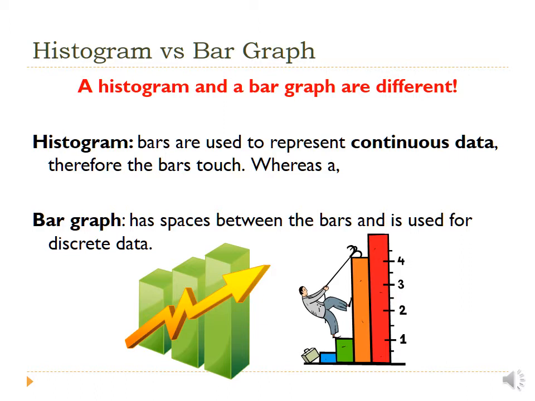A histogram, you use for continuous data. So numbers for answers. And the bars can touch. Well, actually, the bars have to touch. Whereas a bar graph has spaces between the bars. So it has spaces and is used for discrete data. So histogram: continuous, bars touch. Bar graph: discrete, has spaces.